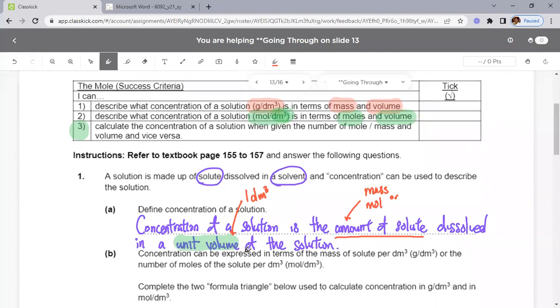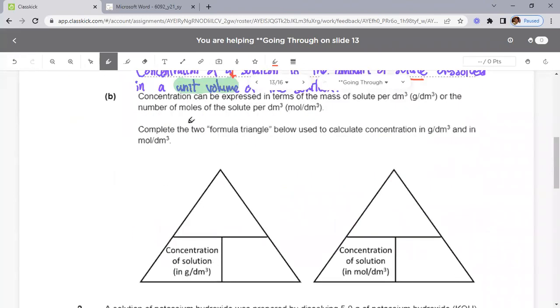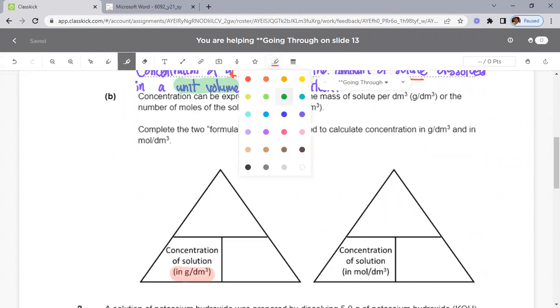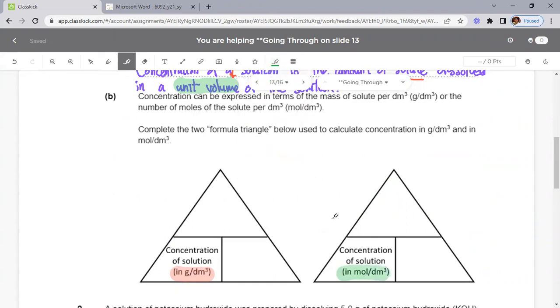So let's draw this now. Concentration can be expressed in gram per dm cube or mole per dm cube. We're going to complete these two triangles here. If you look at both triangles, they look the same, but they are slightly different, because the one on the left is gram per dm cube and the one on the right is mole per dm cube. So the triangle will look slightly different in terms of what I'm filling in.